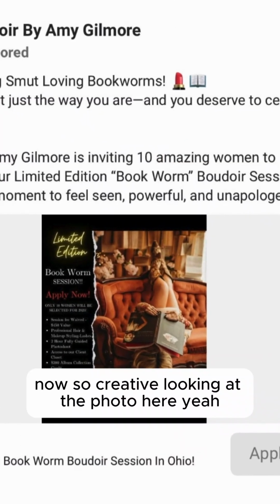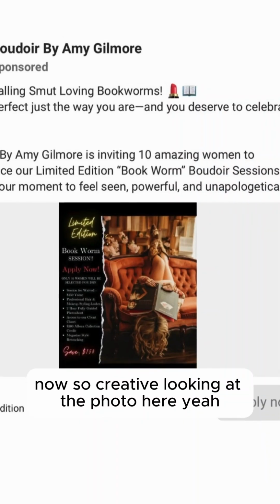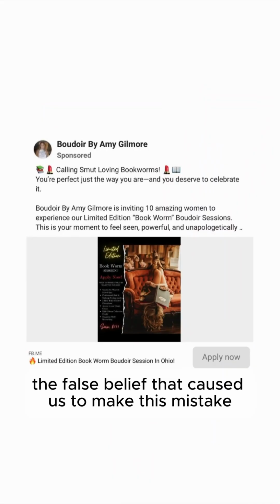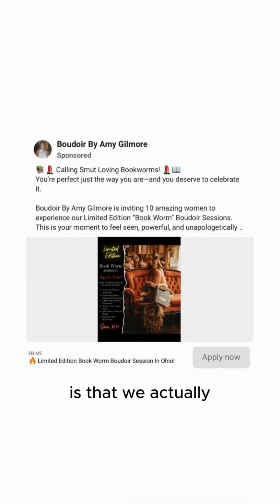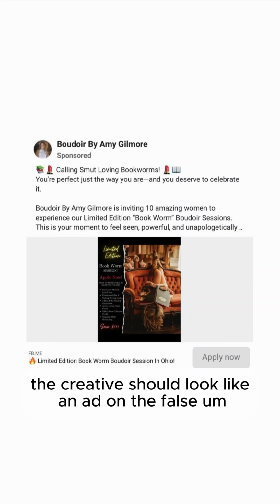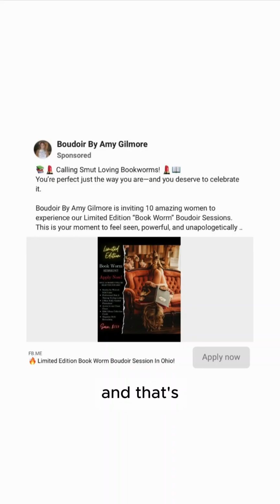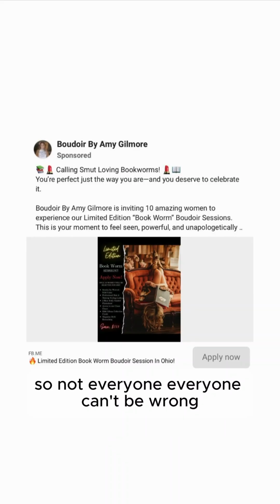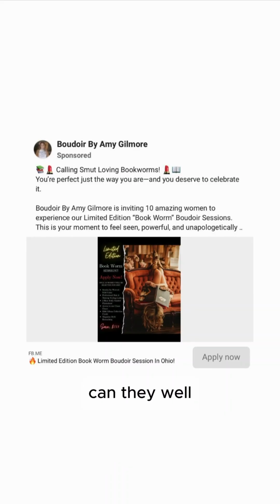Now, so creative, looking at the photo here, yeah, we got the looks like an ad mistake. So the false belief that caused us to make this mistake is that we believe Boudoir Facebook ads should look like ads. The creative should look like an ad. That's because all the other Boudoir Facebook ads we've seen, they all look like ads. So not everyone can be wrong, can they?